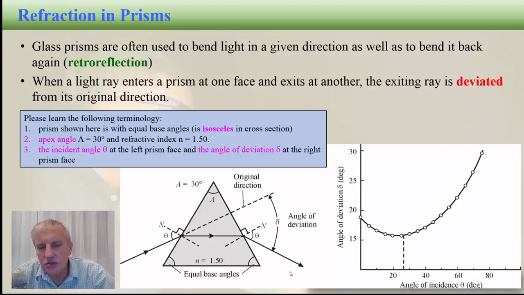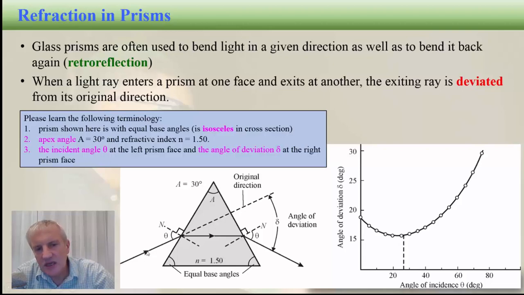Each of these three paths of the light are not in the same direction due to the phenomenon of light refraction. So what we are saying here is that if you're comparing the light ray before it entered the prism and the light ray after it exited the prism, those two directions are not the same. In other words, the light ray after it exited the prism has deviated from the direction of the incident light ray.